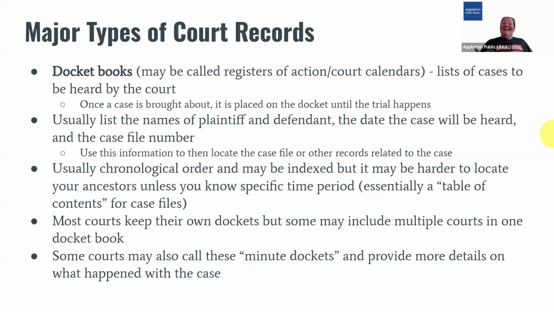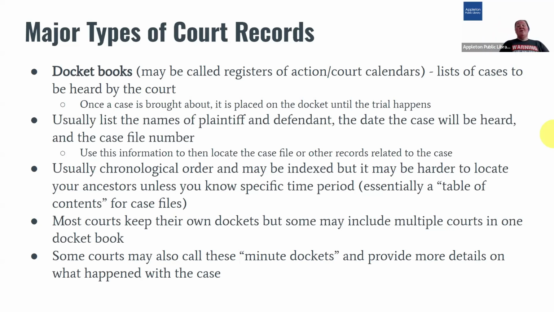They might be indexed, but it might be harder to locate your ancestors unless you know a specific time period of when they would have been having a court case, because it's essentially like a table of contents for the different case files. So what you could do is, if you know your ancestor lived in a specific area during a specific time period, start at that time period and just go through the docket books and see if you can find them. But some of them might be digitized and online, and maybe you could keyword search and see if you can locate them that way.